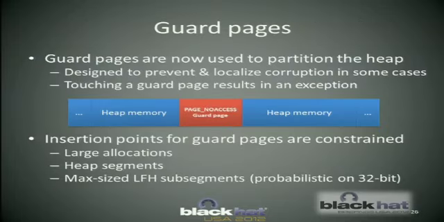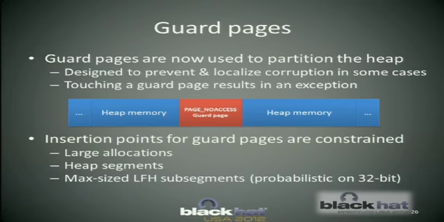Another major change that we've made is we've introduced support for what we call guard pages. And guard pages in this context are designed to partition the heap such that if there is a sequential overrun vulnerability, the amount of data that can corrupt is isolated to certain parts of the heap. Particularly if the sequential overflow happens to touch one of these guard pages, that's going to lead to an exception being raised and the process crashing.